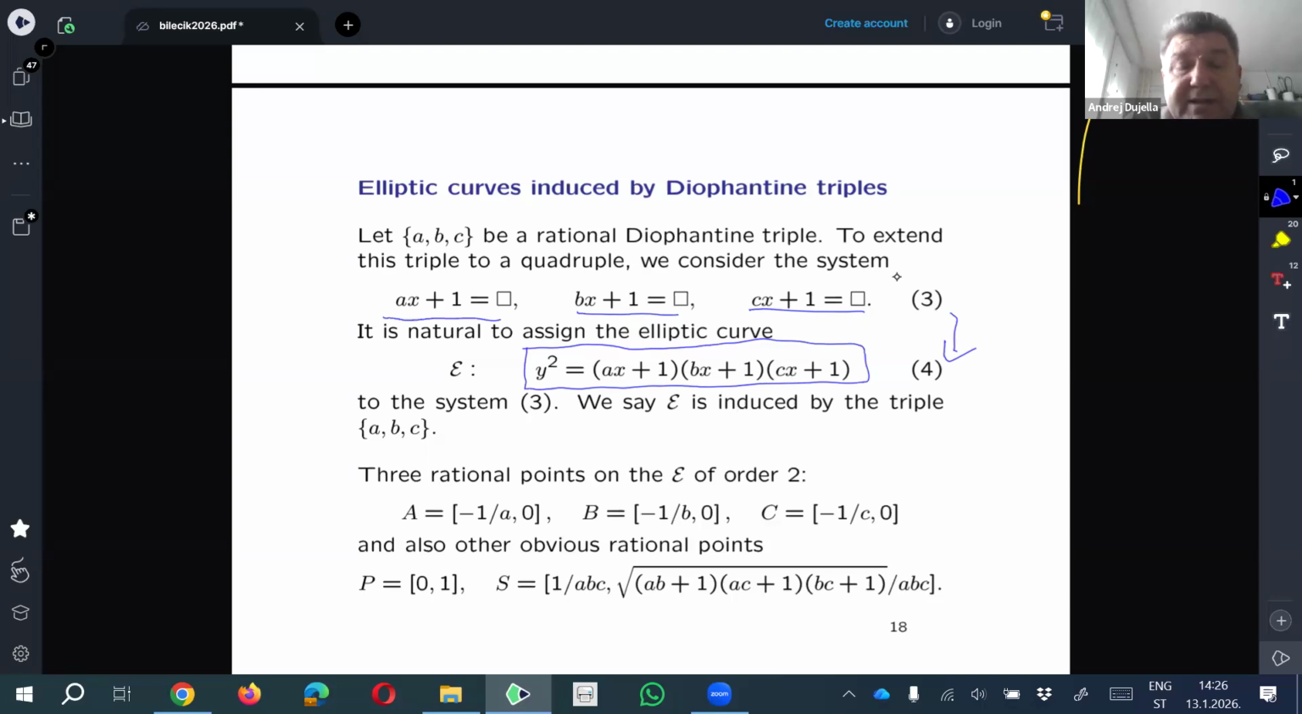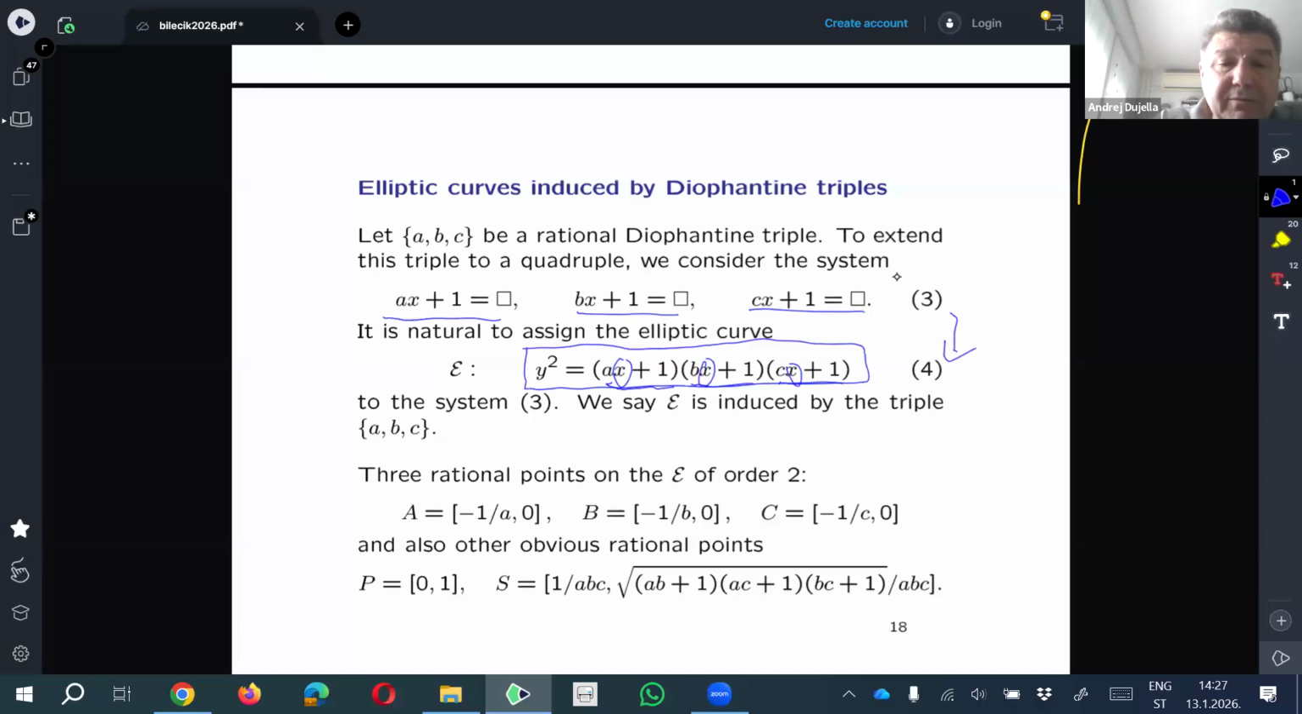So first, we can see some obvious points on this curve. Three points of order 2, namely corresponding to roots of this cubic polynomial. So we have three linear factors, and each root produces a point of order 2. But there are also more interesting points, which in general could be of infinite order, namely the point with first coordinate 0. So if we insert 0 here, here, and here, we will get 1, which is a square. So the point (0, 1) is always on this curve.